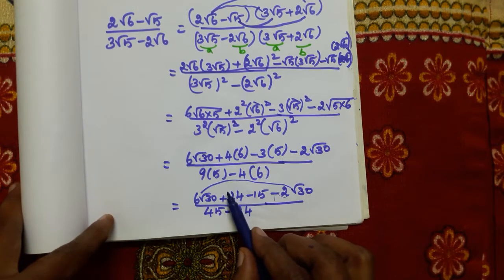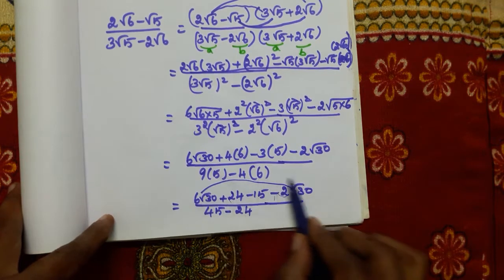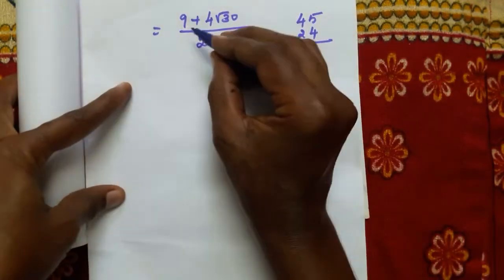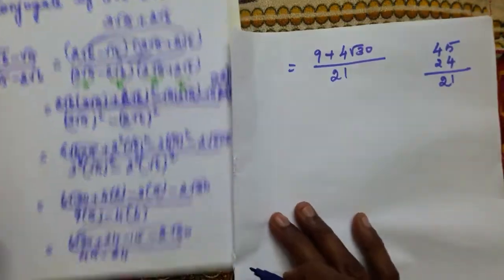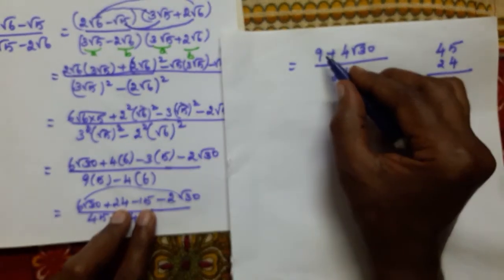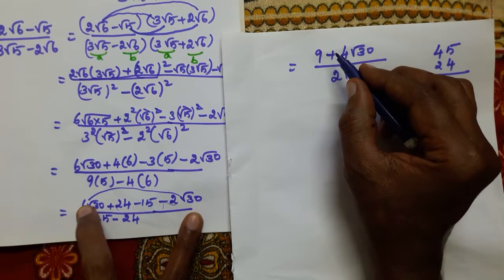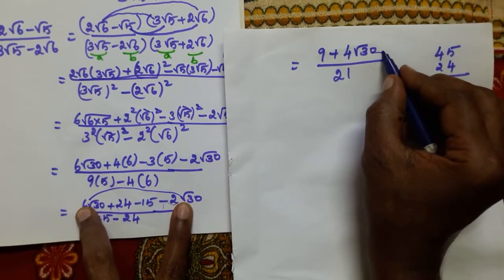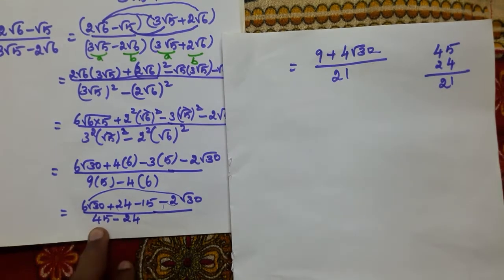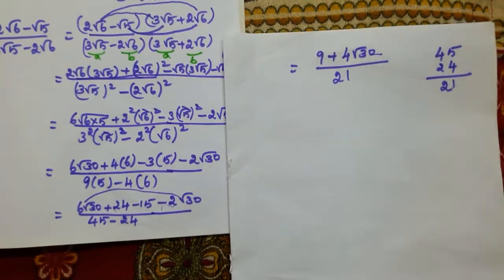Here we have to add the rational terms together and the irrational terms together. So 24 minus 15 is equal to 9. Next, 6 root 30 minus 2 root 30 is equal to 6 minus 2, 4 root 30. Next, denominator 45 minus 24 is 21. This is the answer: 9 plus 4 root 30 by 21 is the answer.